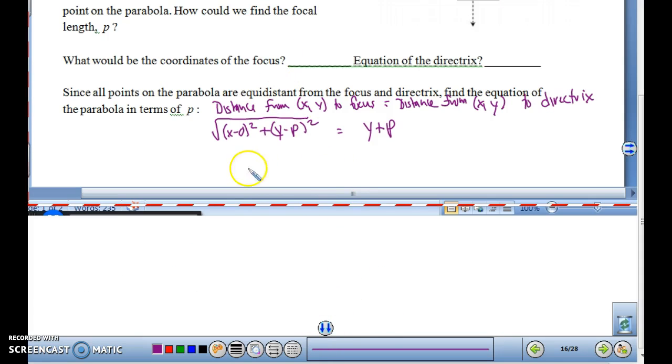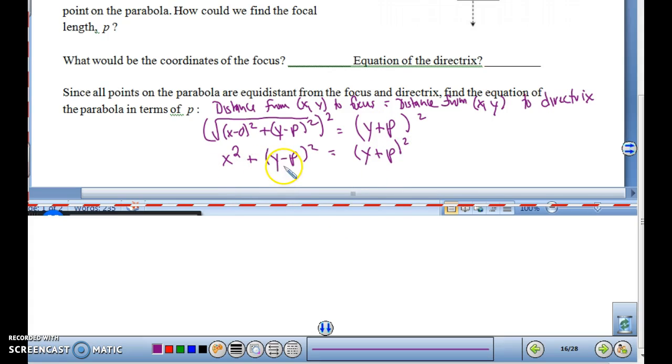So now we can solve this equation. I can simplify this. I want to get rid of the square root, so I'm going to square both sides. That's going to cancel out the square root. That's going to give me x minus 0 squared, which is just x squared, plus y minus p quantity squared equals y plus p quantity squared.